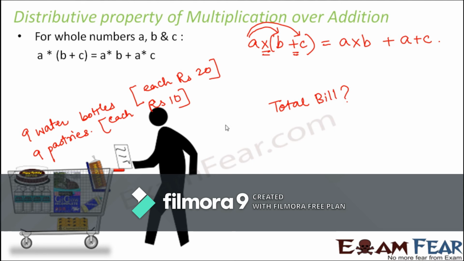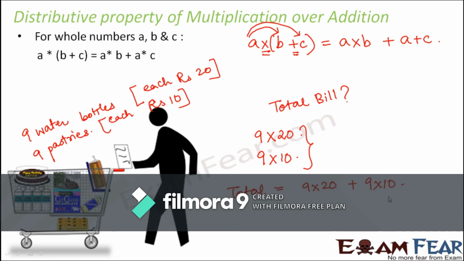Now it is very easy because what are you going to do overall? Now the cost of one bottle is 20, therefore the cost of 9 bottles would be 9 into 20. Obviously, the cost of one pastry is 10, so the cost of 9 pastries would be 9 into 10. So the total bill or the total cost would be 9 into 20 plus 9 into 10. And then you multiply these and add the two, and that is how you arrive at the total bill.